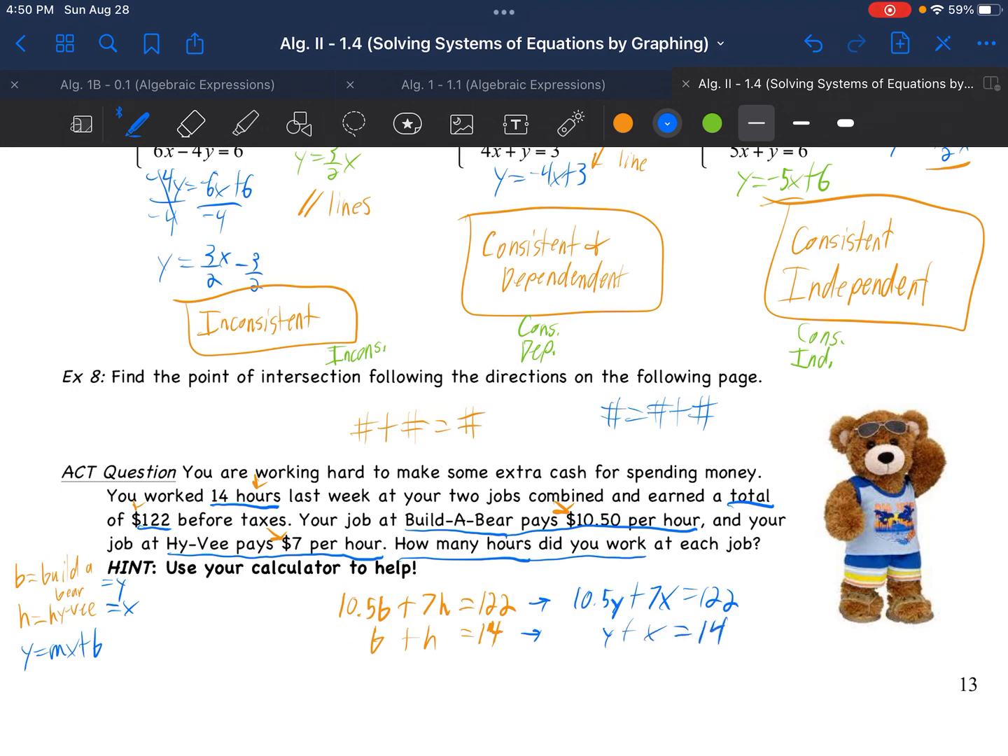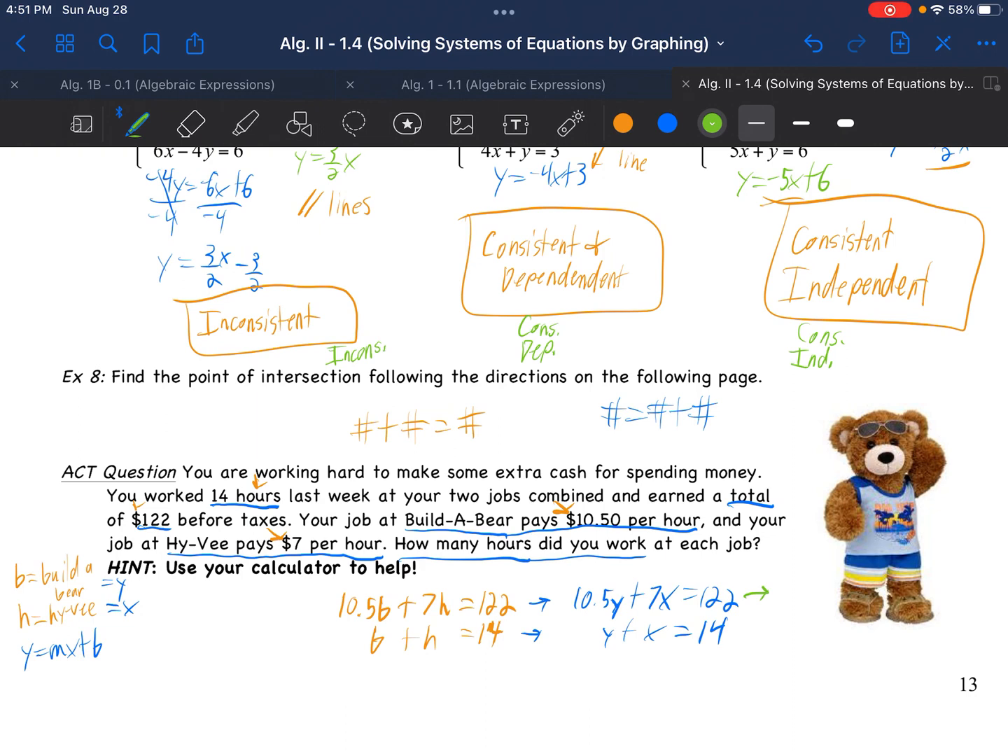And down here, y plus x equals 14. Now we can look at these equations and say, yeah, I can solve these for y. I can put that into y equals mx plus b form. Whereas with our other equations with b and h, it might not be as straightforward for us. So the first of these two equations is going to be more difficult than the other. So I'll start with that one though.